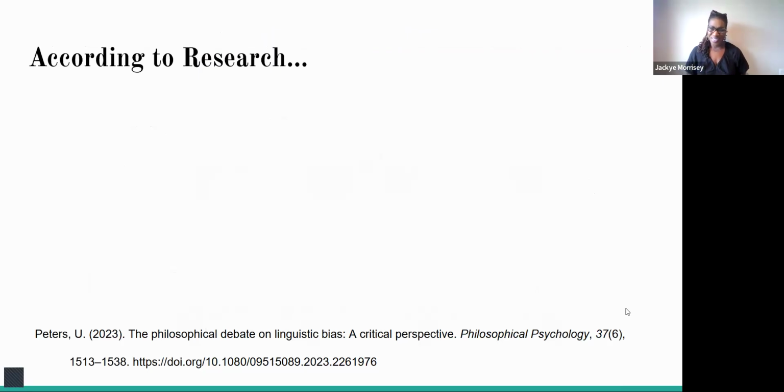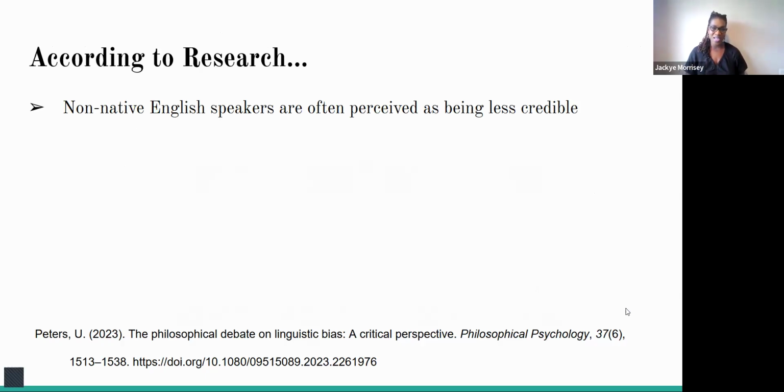So take a look at this. Now, these might be some troubling statistics or facts, and they were very troubling to me when I started looking at them as well. According to research, non-native English speakers are often perceived as being what? Less credible. That means that if students, parents, whoever, come to us and they are non-native English speakers, then the things that they say to us in certain settings are not necessarily always deemed to be true or right.